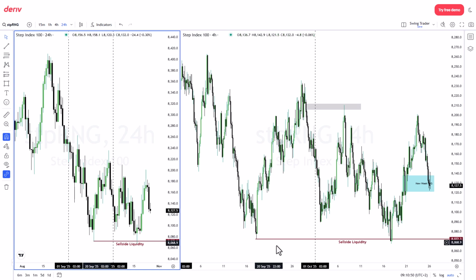Okay. So since we were at a support, we took out the sell-side liquidity pool. We did a market structure shift here. You can clearly see how price was moving aggressively to the upside, as opposed to this type of consolidation. So what is the market doing? It's grabbing the sell-side liquidity and reversing.